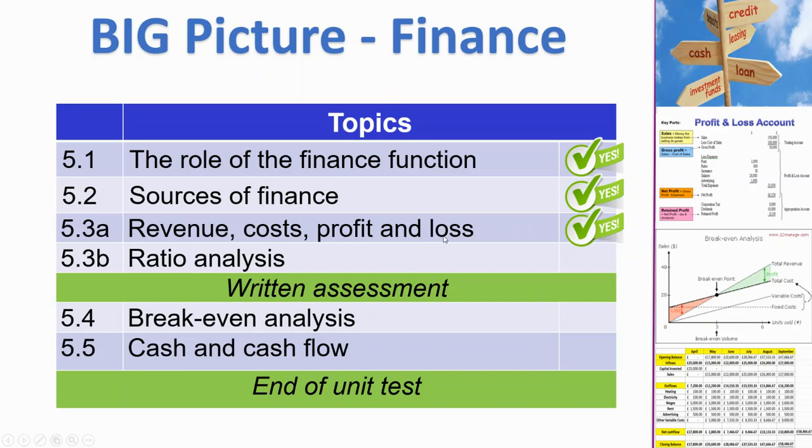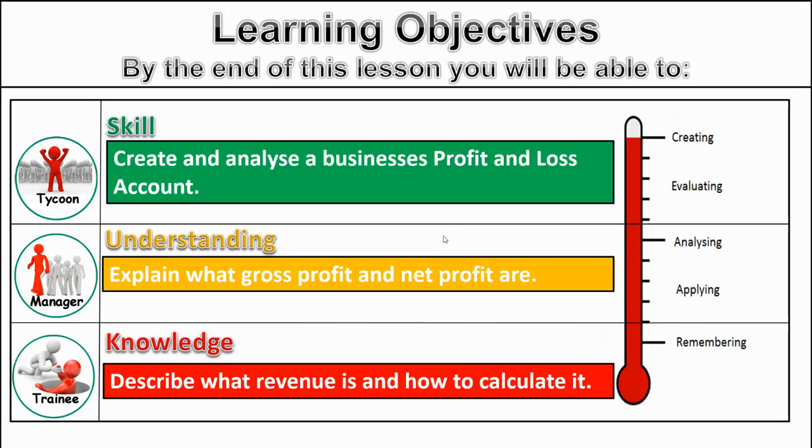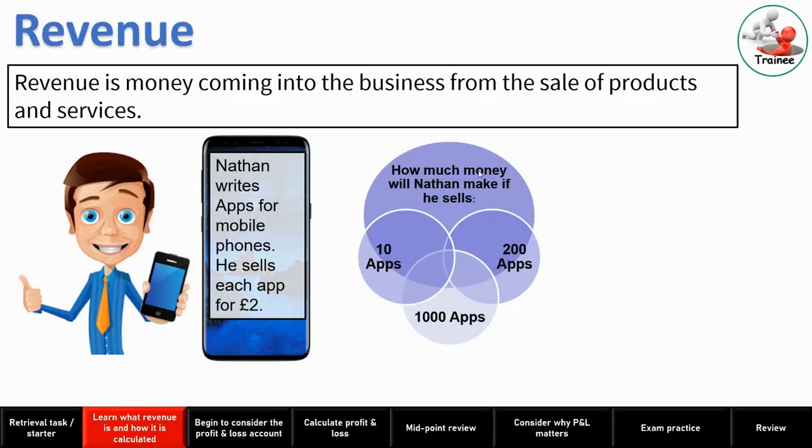This is a really important account to know. Now, in this little mini session, we'll learn what revenue is and how to calculate it. You'll understand what profit is and the difference between gross profit and net profit. And then ultimately, you'll be able to make a business profit and loss account and help analyze the account to see how well the business is doing and if the business can do even better than it currently is.